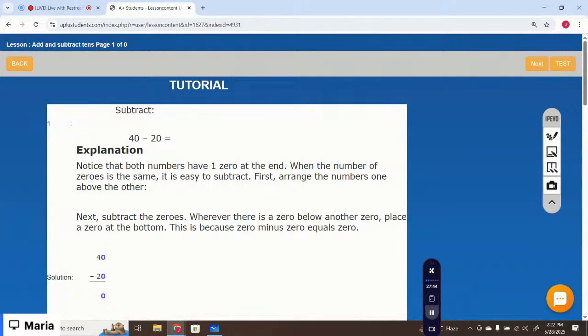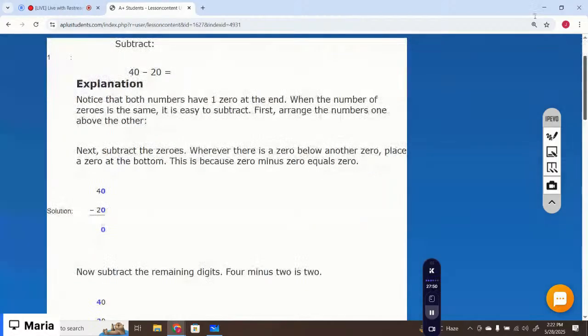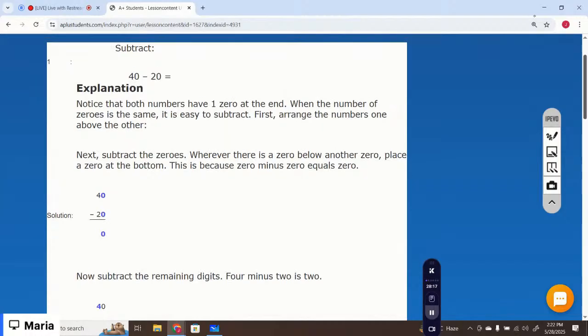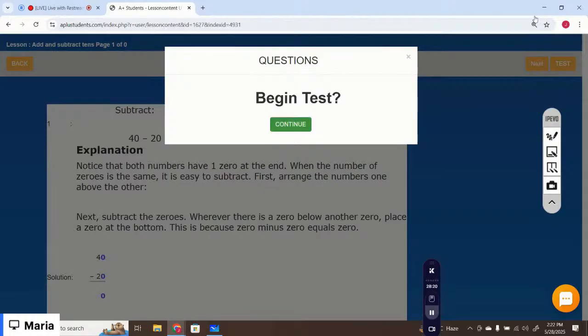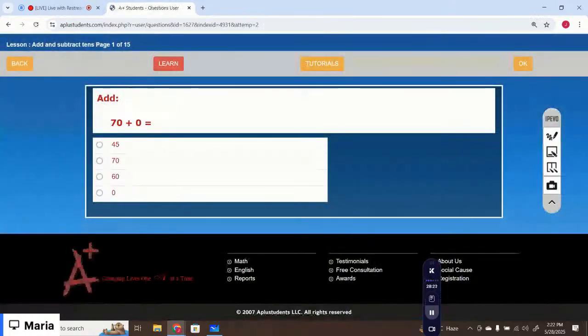40 minus 20. So the ones digit is 0. You subtract zeros or add zeros. The answer is always 0. 0 minus 0 is 0. 0 plus 0 is 0. You need to subtract the tens. 4 minus 2 is 2. So that means 40 minus 20 is 20. Let's just start with the first questions.